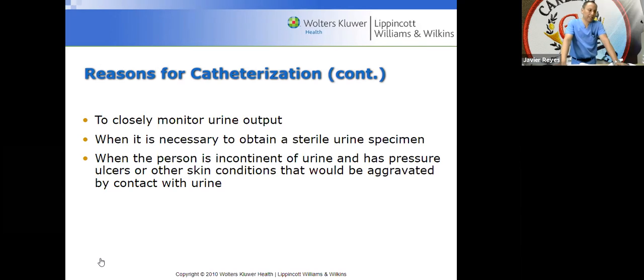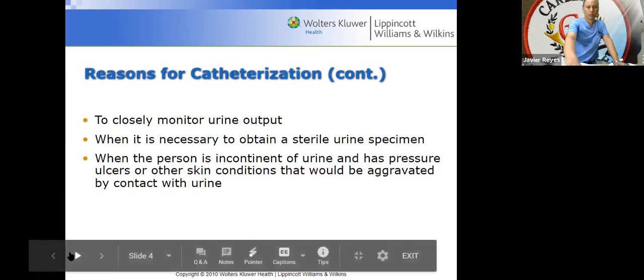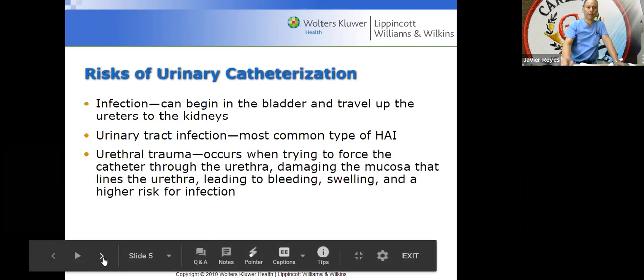When a person has wounds, like the pressure ulcers you saw yesterday, and the person is always urinating, it's affecting the wound healing. It's infecting it, slowing it down, making it worse. We can certainly insert a catheter to prevent that from getting worse. So there are many reasons for a person to have a catheter, and these are some.